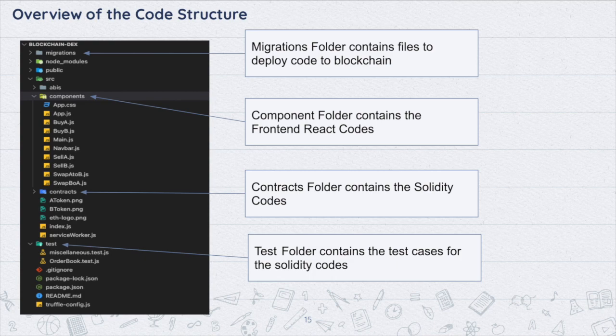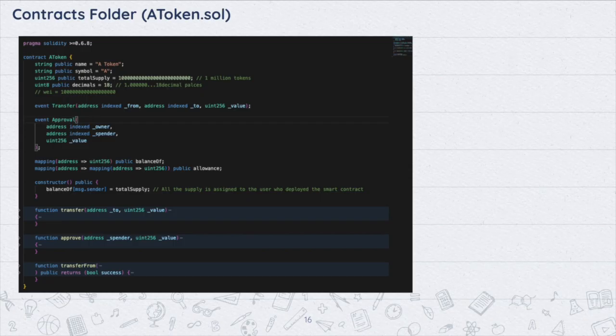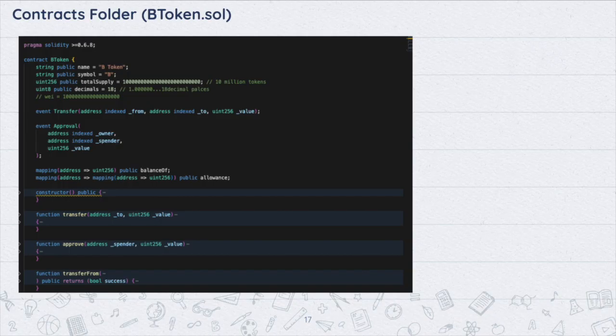I'll now move on to further explain the Solidity codes found in the contract folder. The token A Solidity code contains the implementation of an ERC20 token and its functionality. Transfer and transferFrom functions allow transferring of tokens to and from the contract address, while the approve function is used to approve the user to spend the tokens. Similar to token A, token B Solidity also implements the ERC20 token format and contains all the required functionality for the decentralized exchange to work.